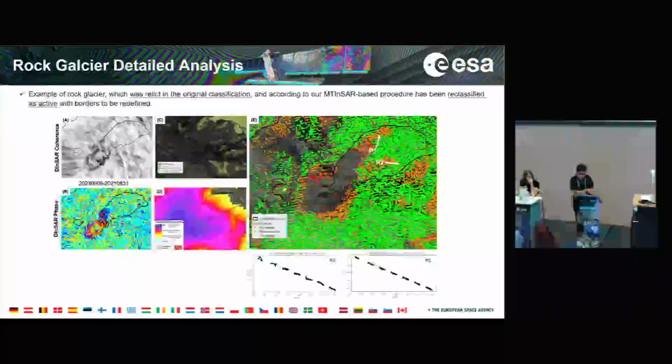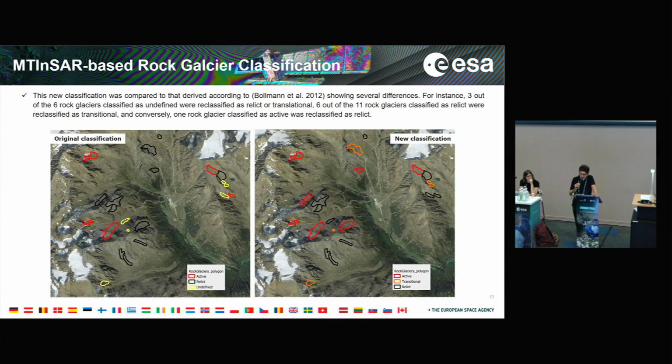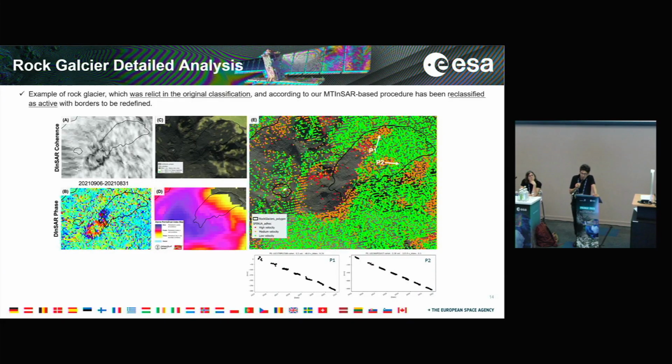And okay, then we derive a new classification map. On the left, we have the original one. On the right, the polygons classified according to the refined procedure based on the interferometric results. And you see that there are several polygons that changed colors because they have been classified in a different way. In particular, we have examples like this one of a rock glacier that has been moved from a relic class to an active class.